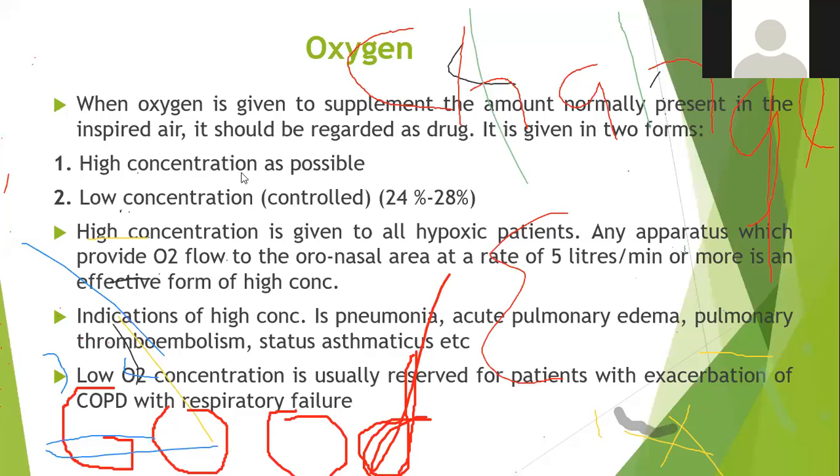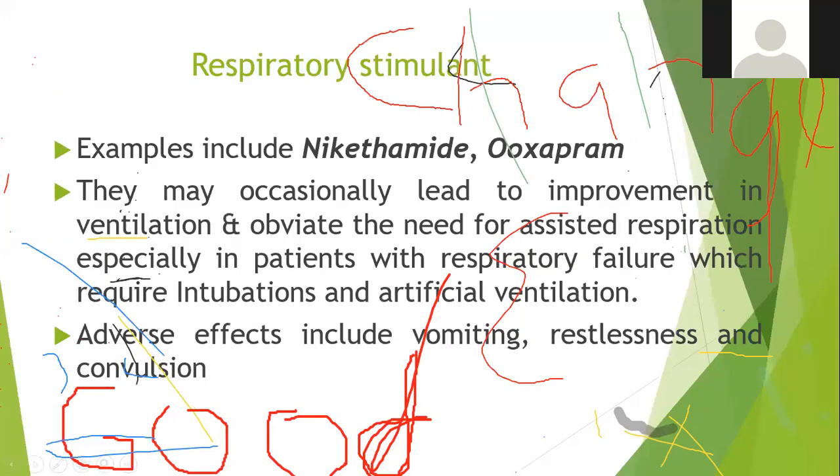That will take us finally to respiratory stimulants. Examples of respiratory stimulants are nikethamide and doxapram. They may occasionally lead to improvement in ventilation and obviate the need for assisted respiration, especially in patients with respiratory failure, which requires either intubation or artificial ventilation. So you use respiratory stimulants in such cases. The adverse effects of these respiratory stimulants include vomiting, restlessness, and convulsion.